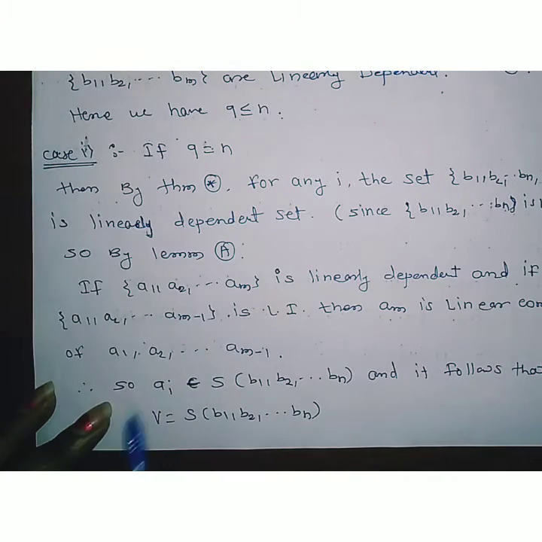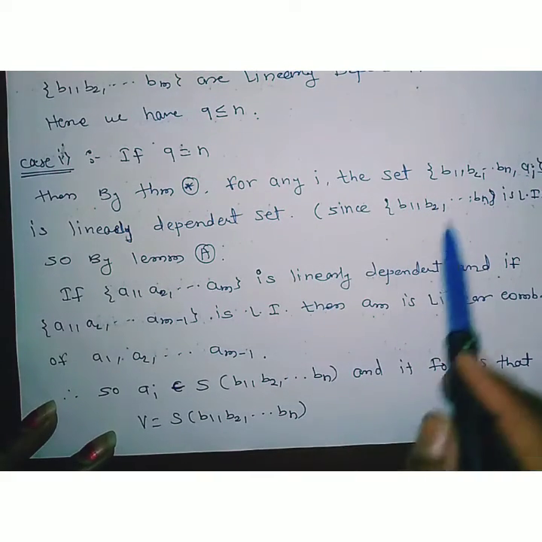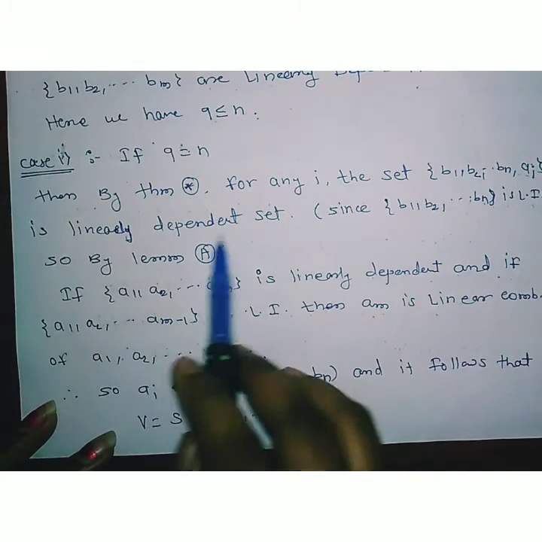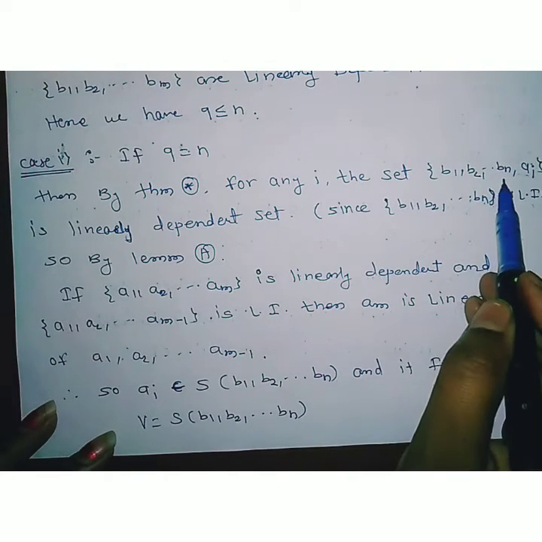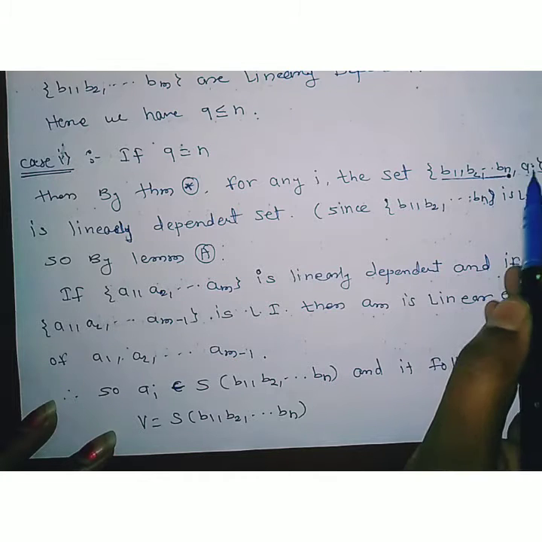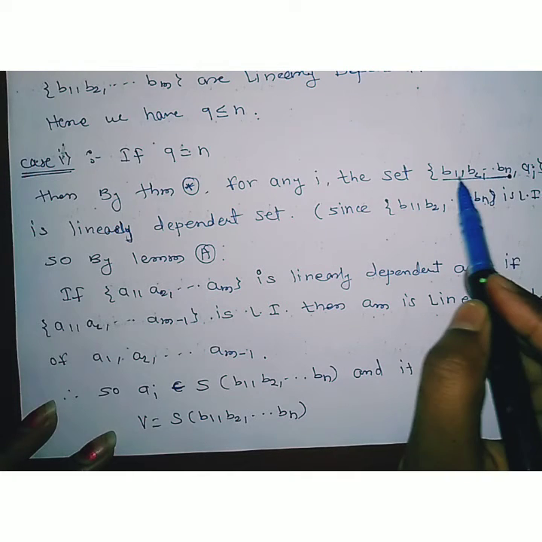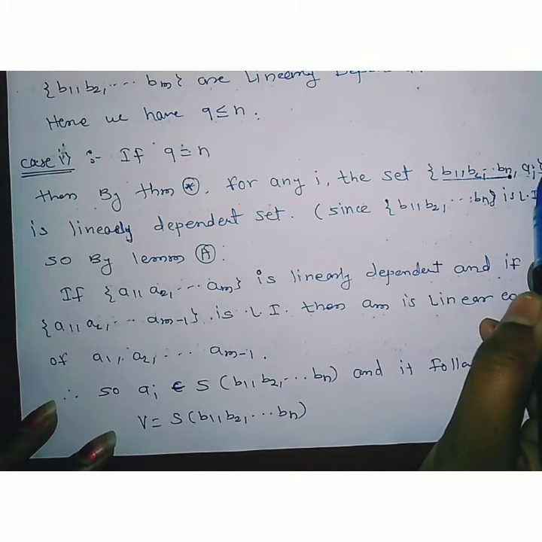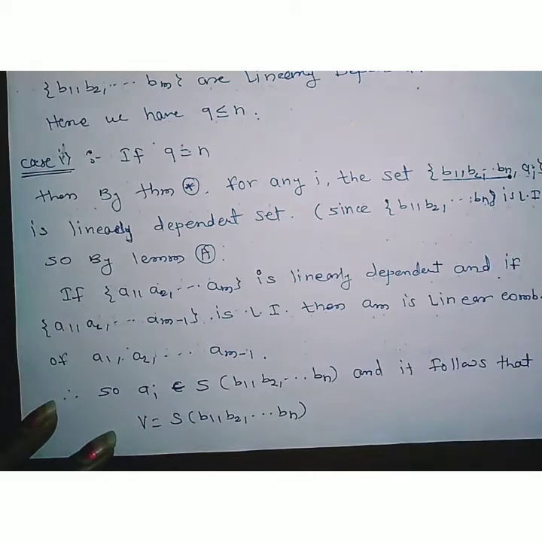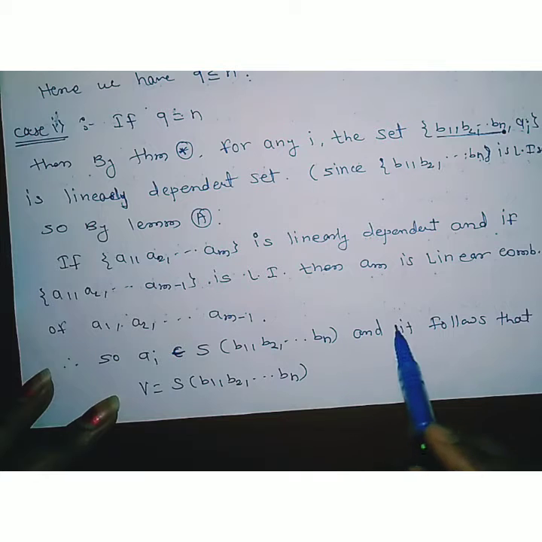And this vector is a linear combination of the remaining vectors. So we apply this lemma to that statement: b1, b2, bn, ai is a linearly dependent set, but b1, b2, bn is a linearly independent set. As we removed ai from that set, ai is a linear combination of b1, b2, bn. Therefore ai belongs to the span of b1, b2, bn, and it follows that V is equal to the span of b1, b2, bn.